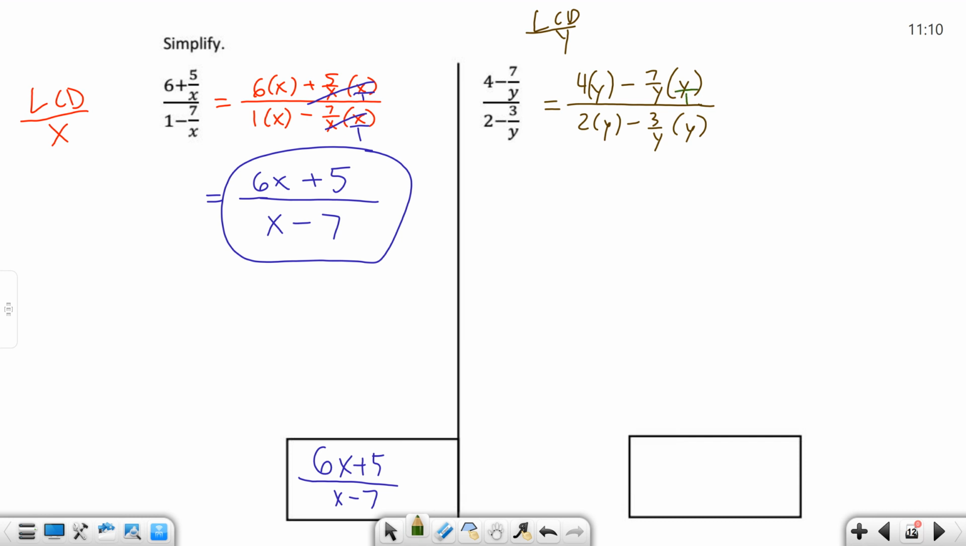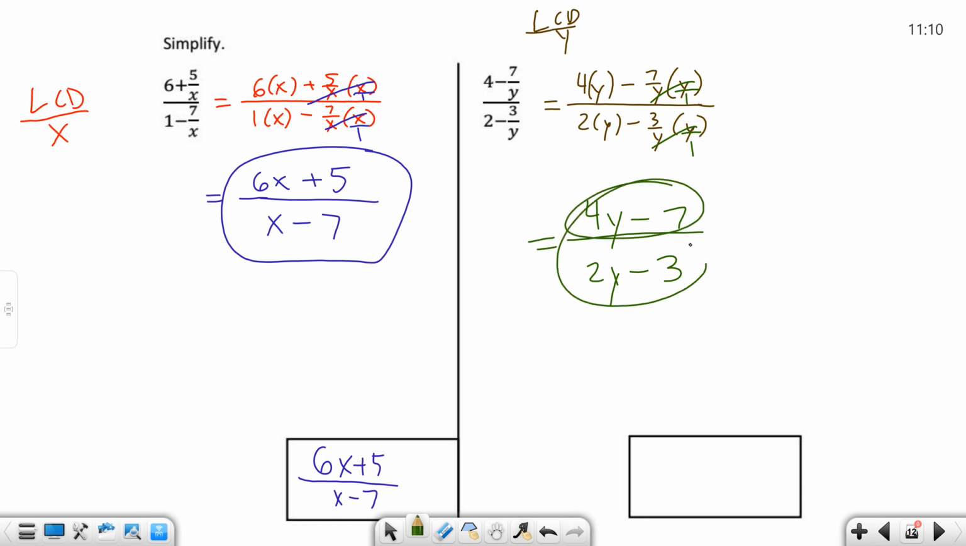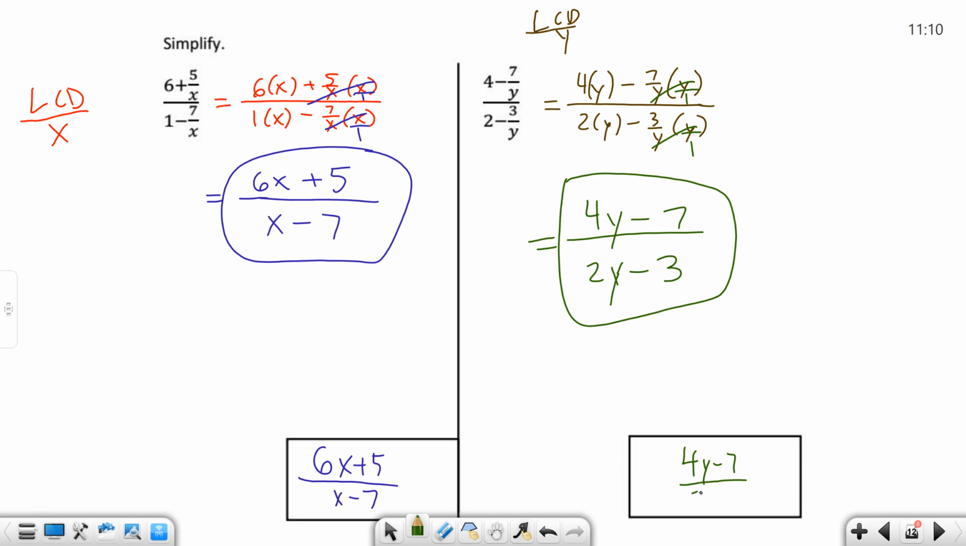And again, I'm going to remind myself that these y's are over 1 over here, and so this is going to be 4y minus, that divides out, 7, over 2y minus, that divides out, 3. And again, there's nothing I can do with either one of these as far as factoring goes, so go ahead and just say that's my final answer. See, I can't take these two things and divide that out. Can't do it because I have other terms there, right? If I have more than one term, I cannot divide something out that is part of a string of terms. So 4y minus 7 over 2y minus 3.